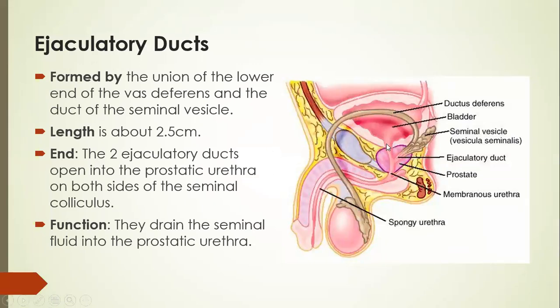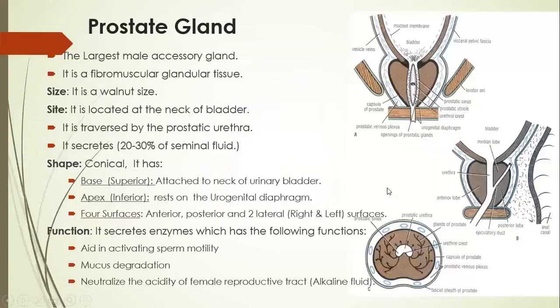So this is the prostate. The ejaculatory duct is present within the prostate and it opens into the prostatic urethra, on both sides of the seminal follicles. What is the function of this ejaculatory duct? They drain the seminal fluid into the prostatic urethra. It will contract and release the seminal fluid into the prostatic urethra.